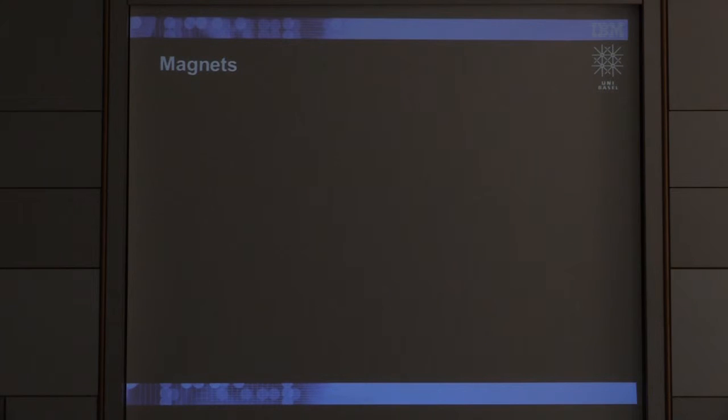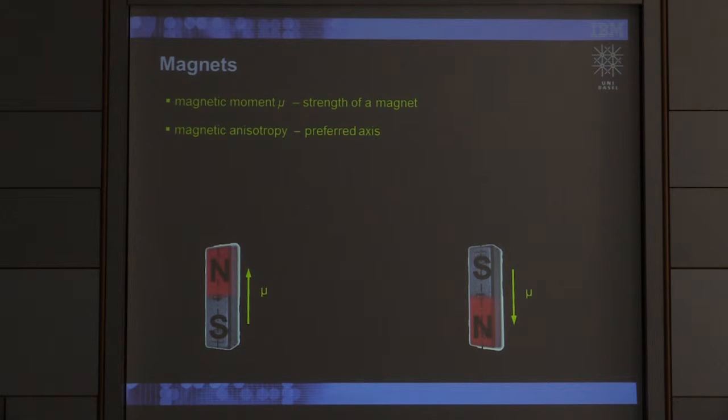All right, so for magnets, one of the important properties is the magnetic moment. And this basically gives the strength of a magnet. The larger the magnetic moment, the stronger the magnet. And the second important property is the magnetic anisotropy. Basically, you can think of it as an energy barrier between the two orientations of your magnet. The larger that barrier, the larger that anisotropy, the harder it is to flip the magnet back and forth, and thus the more stable the magnet can be.